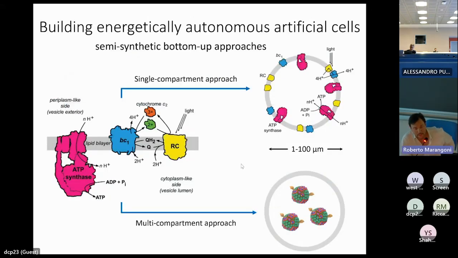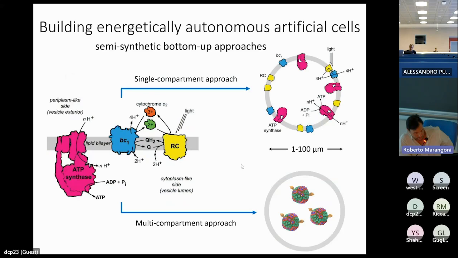We use two different approaches, a single-compartment approach and a multi-compartment approach, to realize giant vesicles able to transduce light energy into chemical energy. In the single-compartment approach, the idea is to reconstitute all three enzymes inside the lipid membrane of a giant vesicle. In the multi-compartment approach, the idea is to extract organelles from the bacteria that contain the three enzymes and put these organelles inside the giant vesicle.